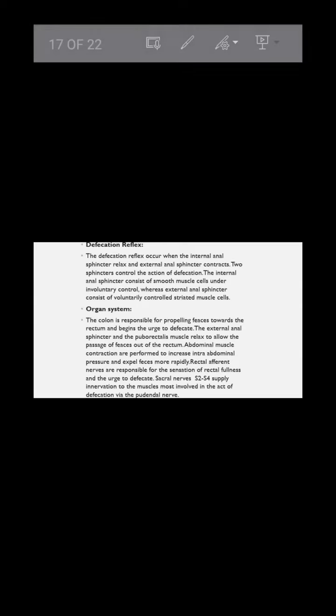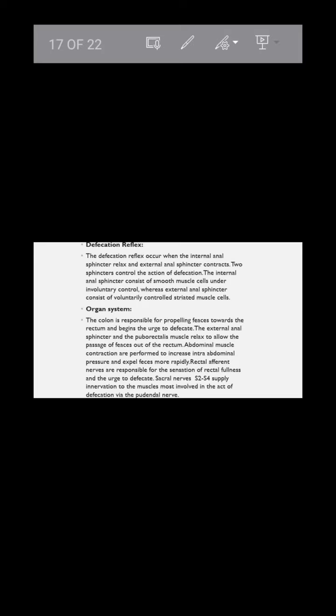That is, from the colon, feces propel towards the rectum. Then the external anal sphincter and puborectalis muscle relax to allow passage of feces out of the rectum. The puborectalis muscle sling is the larger muscle arising from the posterior surface of the pubis on each side and passing posteriorly beside the urethra and vagina to fuse with the opposite homologous muscle behind the anorectum at the anorectal junction.